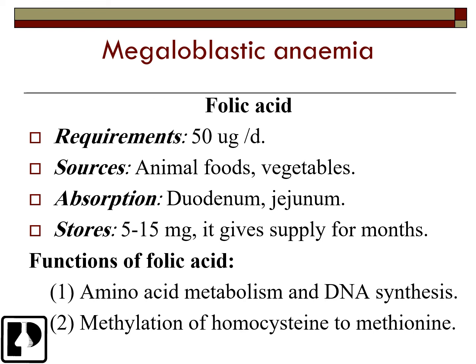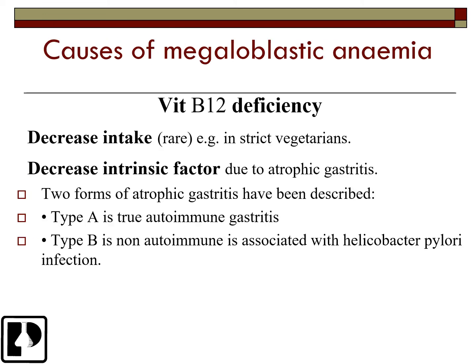Function of folic acid: amino acid metabolism, DNA synthesis, and methylation of homocysteine to methionine. Causes of megaloblastic anemia: vitamin B12 deficiency due to decreased intake, which is very rare, even in strict vegetarians, and decreased intrinsic factor, which is one of the important problems causing vitamin B12 to decrease.